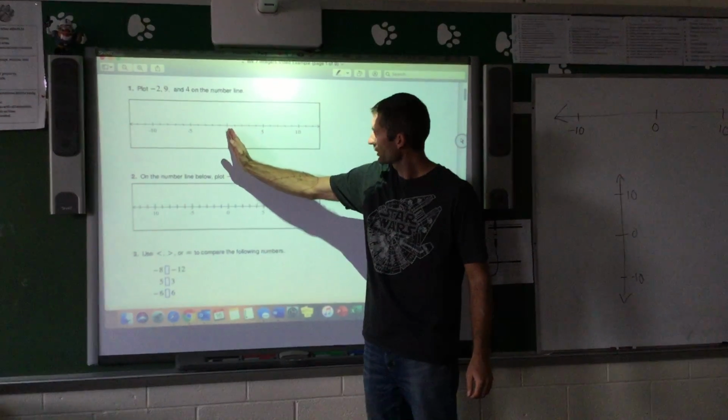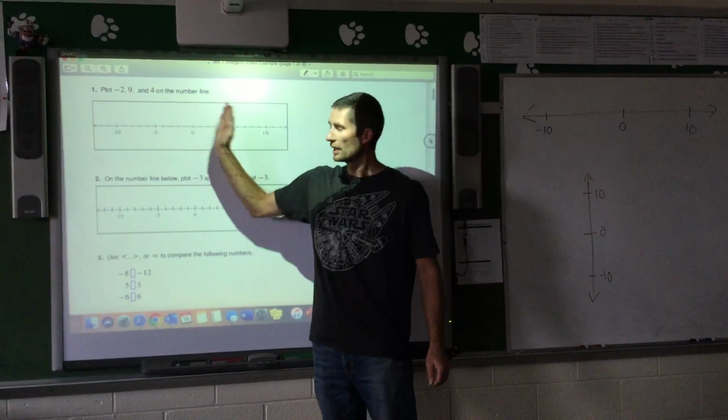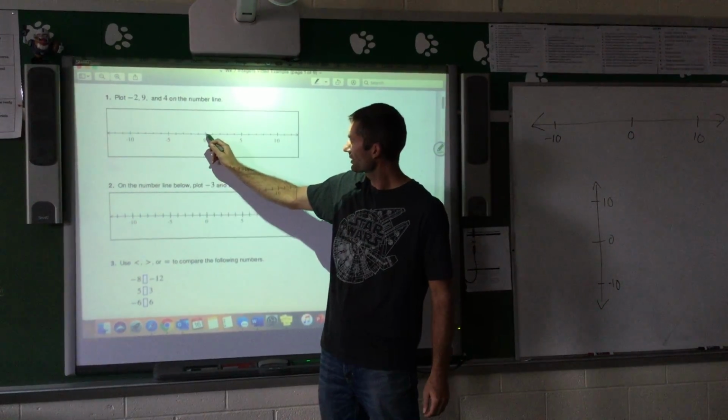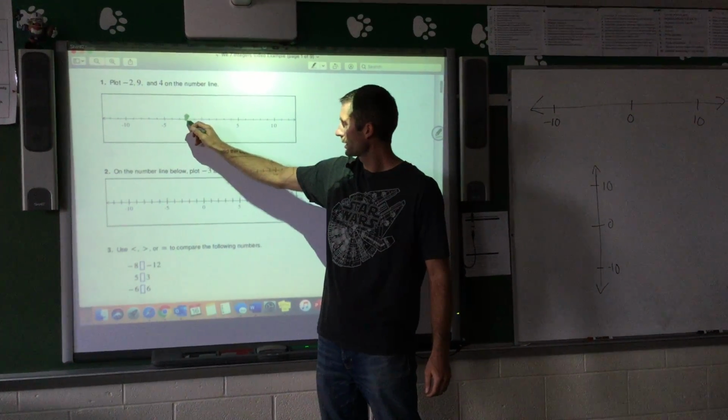So we know anything to the right of 0 is a positive number, or the integers are the lines. Anything to the left is a negative. So when I'm plotting -2, I've got to start at 0, and I need to count over. There's where -2 is, and we want to put it right on the line.